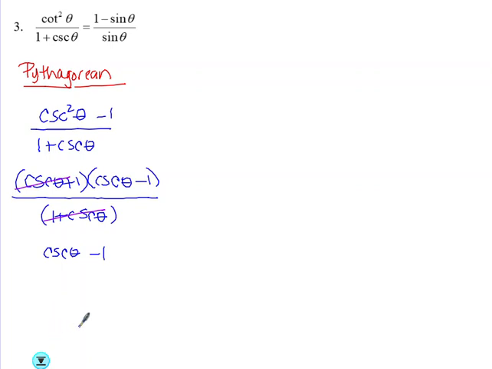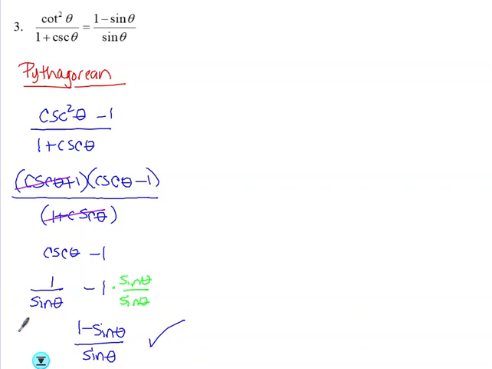Well, I know that cosecant of theta is 1 over sine of theta minus 1. Now I need to get a common denominator, so I'm going to multiply this 1 by sine theta over sine theta. So I have 1 over sine theta minus sine theta over sine theta, which gives me 1 minus sine theta over sine theta. And that's it.